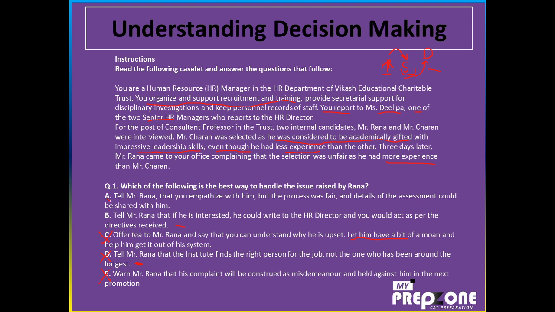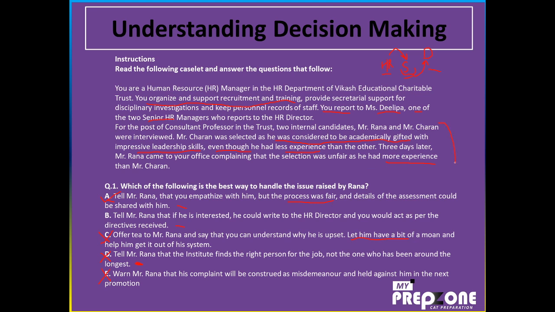Tell Mr. Rana, let's read A, that you empathize with him, but the process was fair and the details of assessment could be shared with him. Now, of course, in both of these, A and B, A forms the right choice because here you are sticking with your stance that yes, the process was fair. And if the process was fair, why would you give him an opportunity to write to the HR director? Because eventually he will have to say the same thing, that the process was fair.